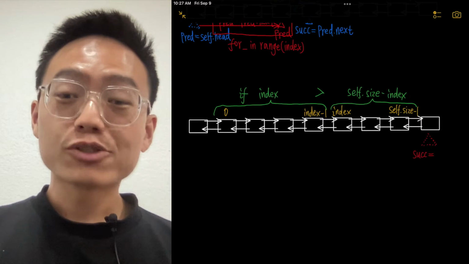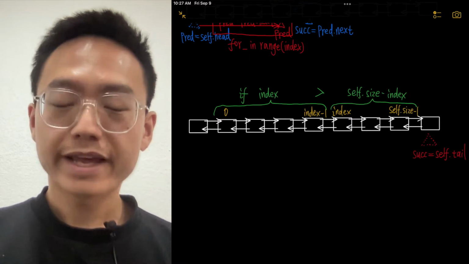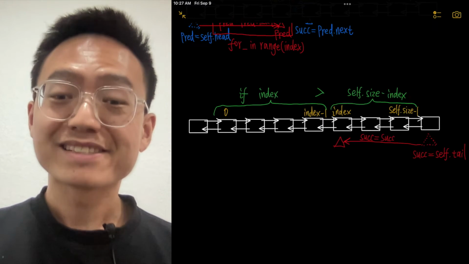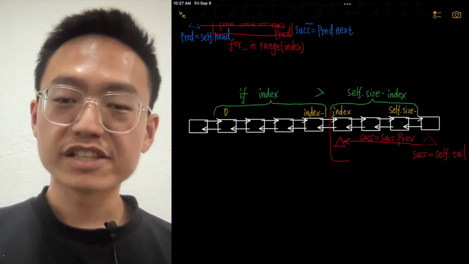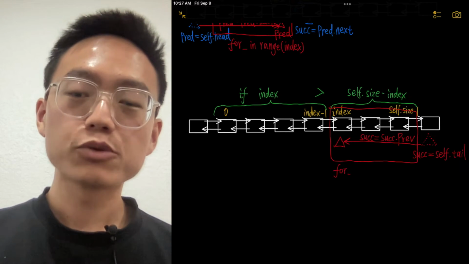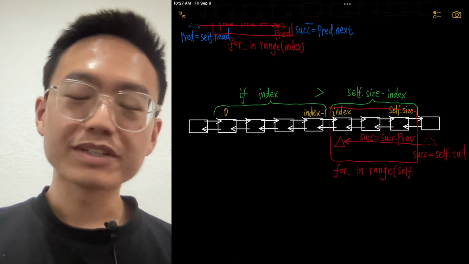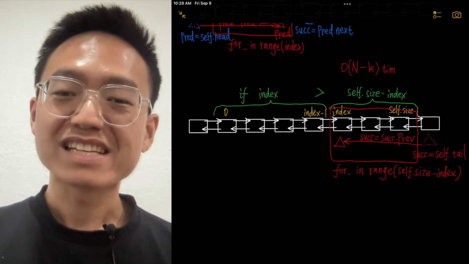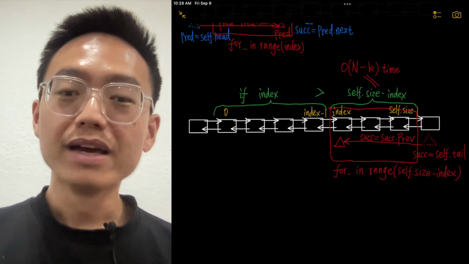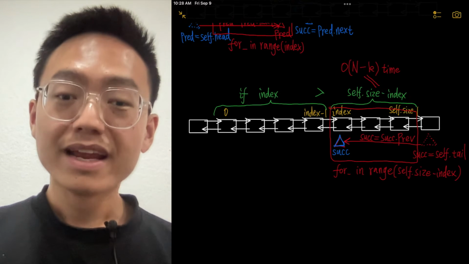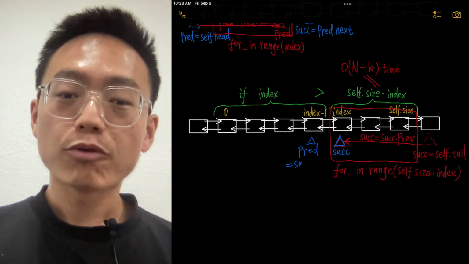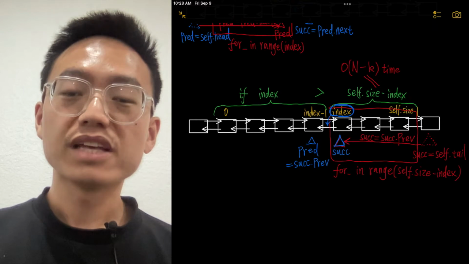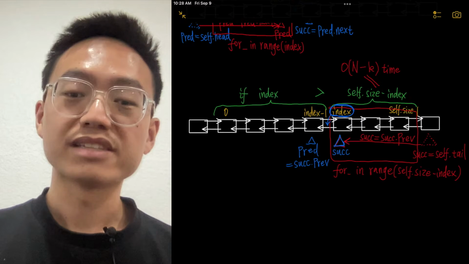First, we initialize our successor assigned by self.tail, which puts it at the end of the list, and then we update our successor assigned by successor.previous, inside a for loop, for underscore in range self.size minus index. So the time complexity is O of n minus k, which is exactly self.size minus index. Then we finally get our successor, and according to this, we can get our predecessor, which is the previous node of the successor, and then we just insert the new node between the predecessor and successor.